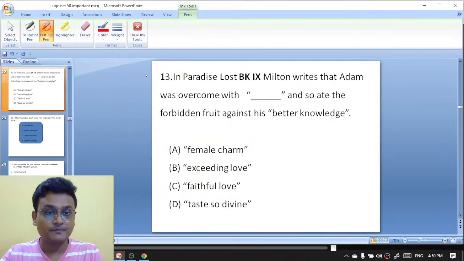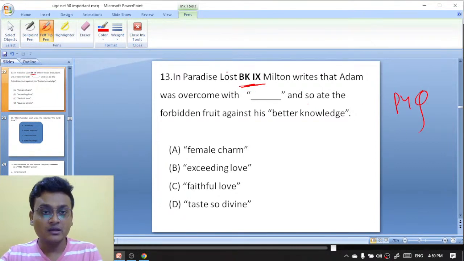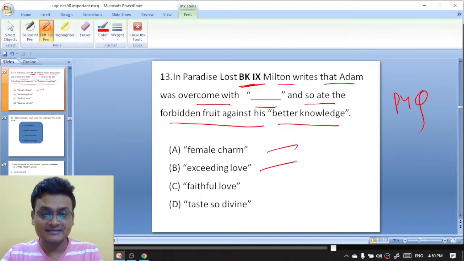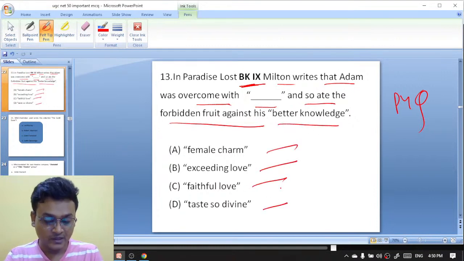Okay. Next question. In Paradise Lost, this question I have discussed earlier. In Paradise Lost, Book 9, this is a previous year question. Milton writes that Adam was overcome with female charm and so ate the forbidden fruit against his better knowledge, out of exceeding love, faithful love. What would be the answer here?